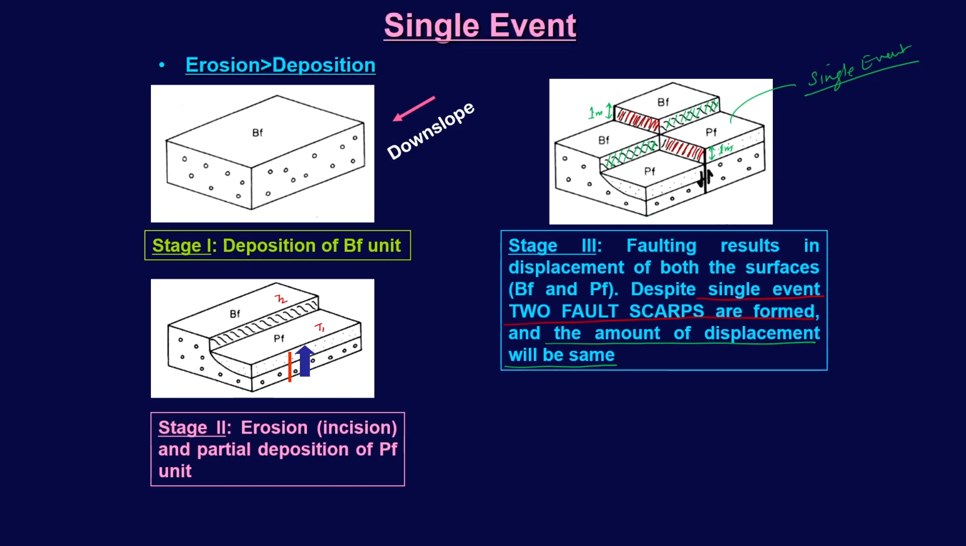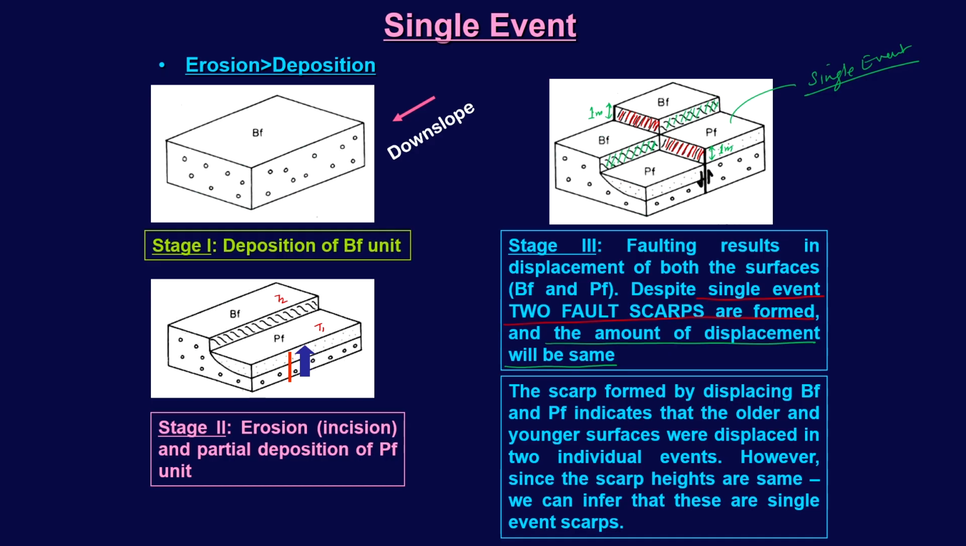Now, coming to another one. So, this is what we have as final. The scarp formed by displacing BF and PF indicates that the older and younger surfaces were displaced in two individual events. This is because of the two scarps. However, since the scarp heights are the same, we can infer that these scarps are single event scarps.